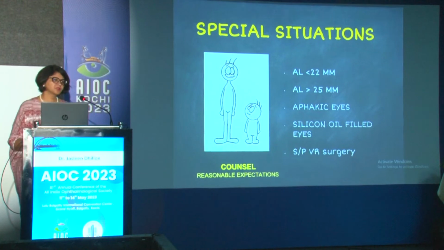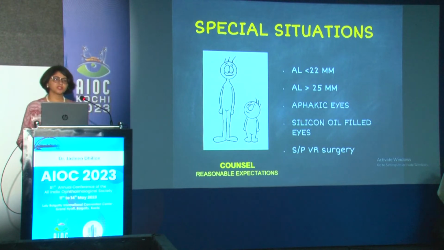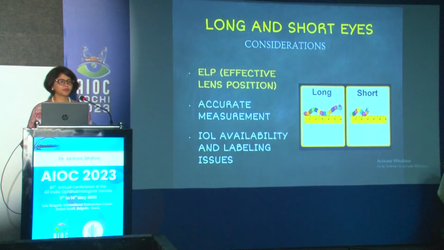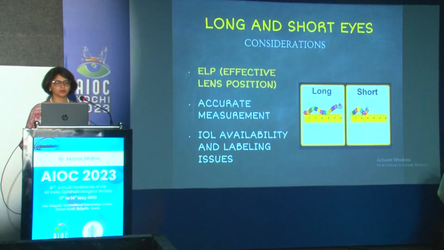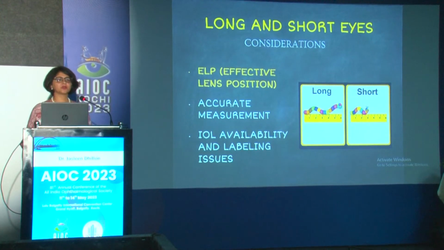First of all, we must counsel the patient that no matter how accurate and repeatable the measurements we take, you may still land up with a slightly off mark IOL power. And this is very important so that the expectations are kept within that limit. So why does this happen? When you have an eye which is either very long or short, the effective lens position cannot be predicted that accurately. And secondly, the measurements may also not be very accurate.